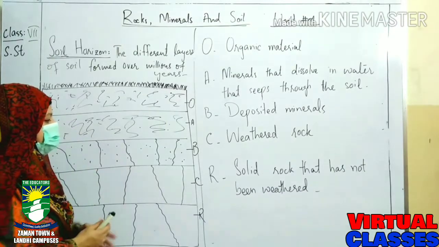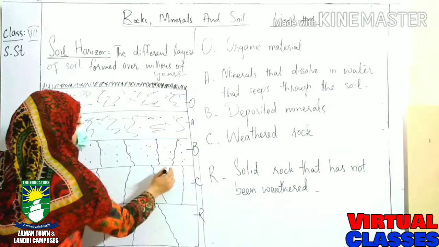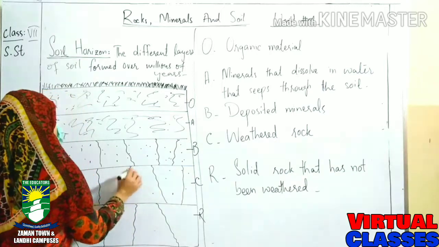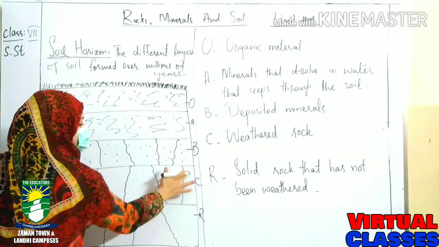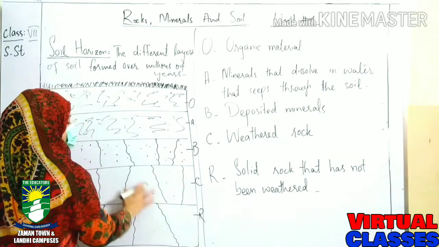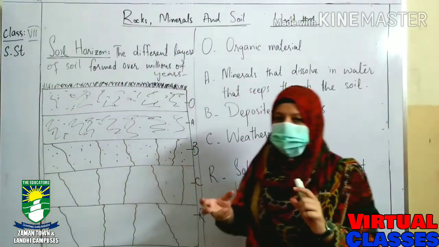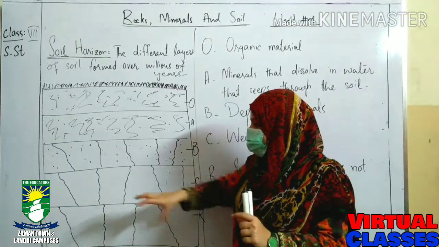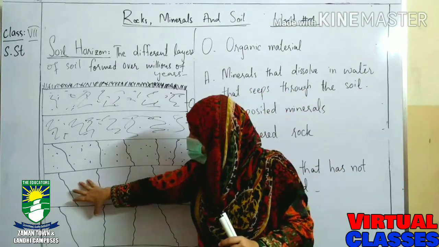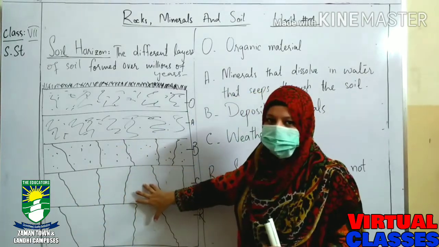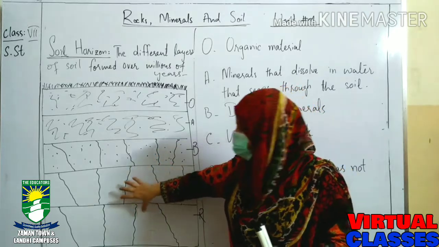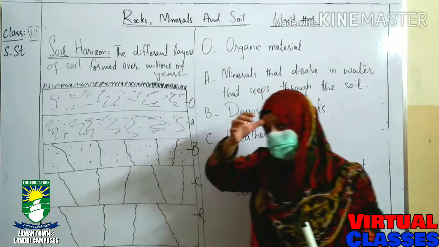Beneath the B, the C layer is present, where weathered rocks are present. Weathered rocks are rocks that are broken down into small pieces. In these areas you may see that they have cracks, not small particles, but small cracks among them.